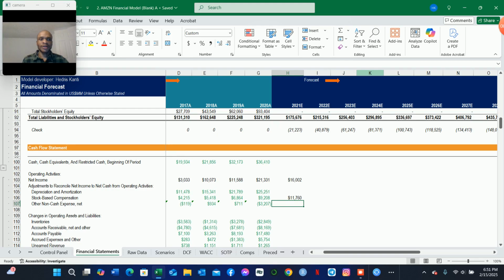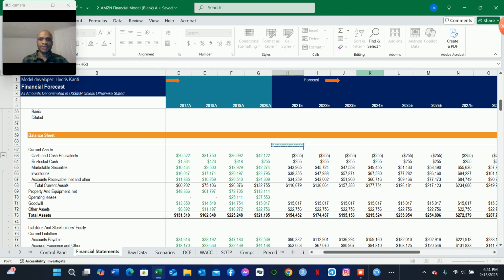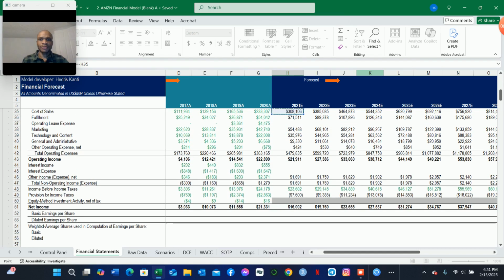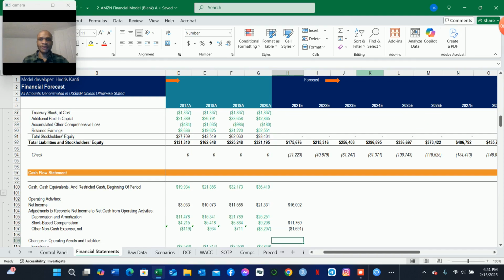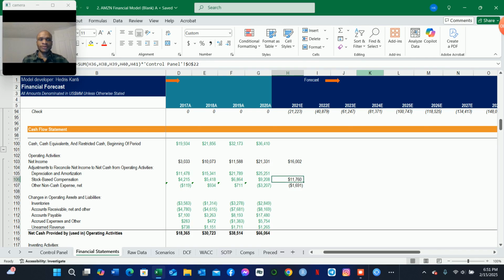And then for other non-cash expenses net, here we have to offset those changes in marketable securities, which we already determined a while ago from the operating expenses part of the income statement. So we have those changes in marketable securities here. So we have to offset that amount for other non-cash expenses as such.